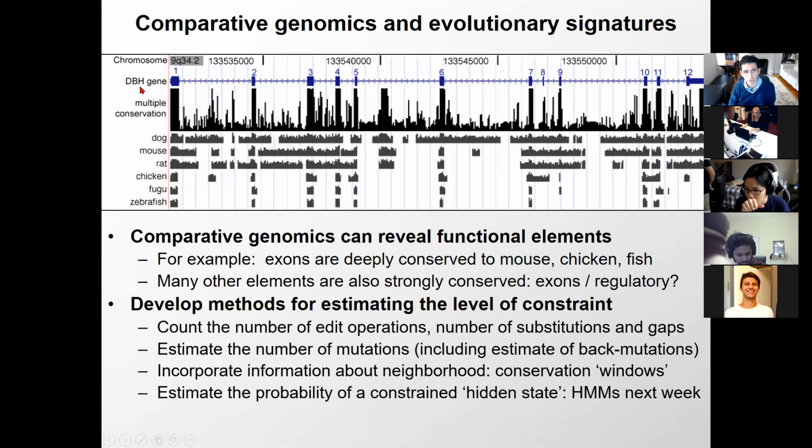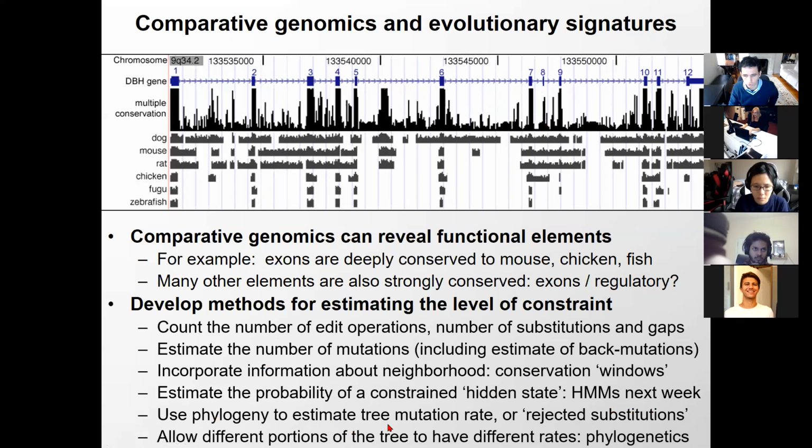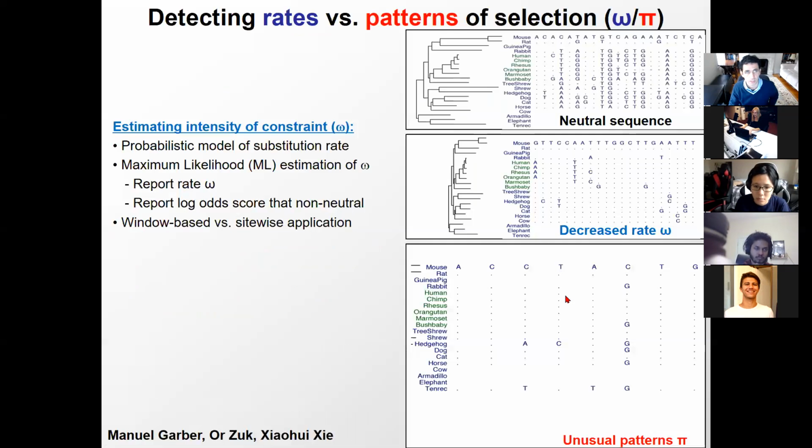You can use Viterbi decoding to find the path that best corresponds to the best parts of conserved, non-conserved, or you can use posterior decoding to define what are the most likely hidden states for every single nucleotide in that region. And again, you can use phylogeny to estimate the tree mutation rate or the rejected substitutions. And that's basically asking, along my tree, are there individual SNPs that have individual mutations that have not occurred when I would have expected them to occur? And we could also allow different portions of the tree to have different rates. And we're going to talk about that in the phylogenetics lecture.